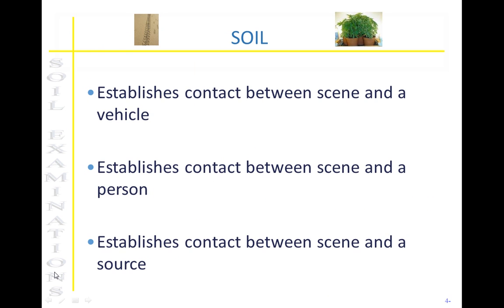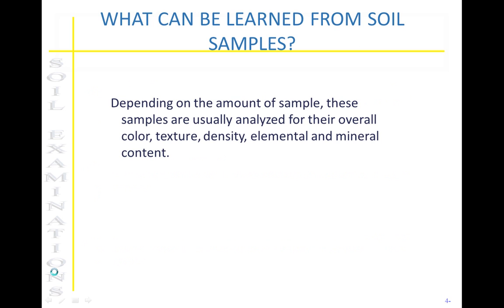The examination of soil is going to work to establish associations. So it's going to try to establish contact between, in some instances, a scene and a particular vehicle, or a scene and a particular person, or in some instances, a scene and a particular source. And we do this by the examination of soil samples in a forensic laboratory.